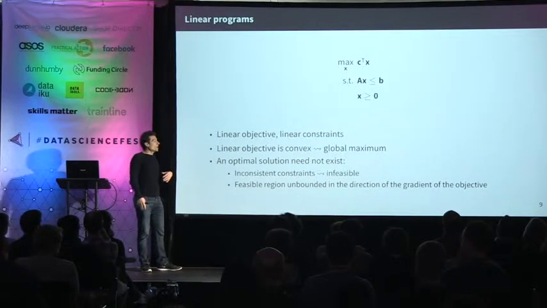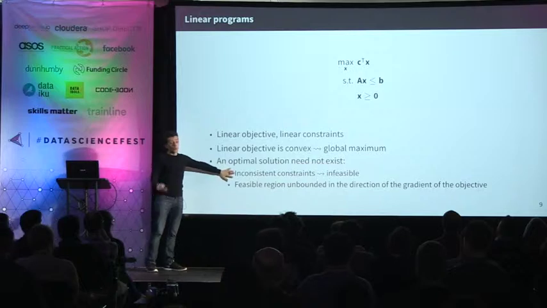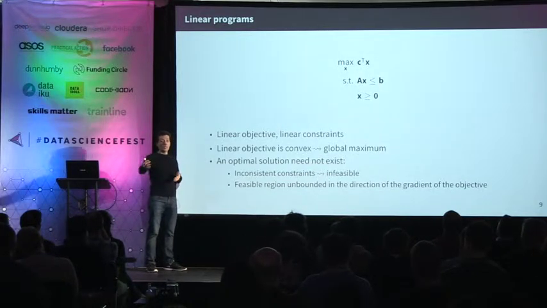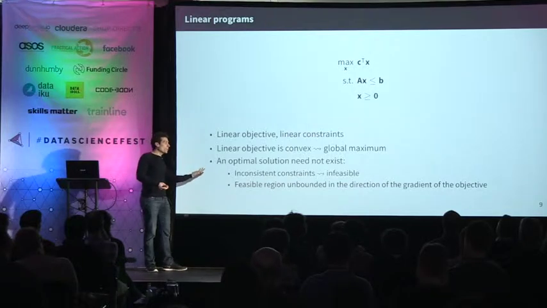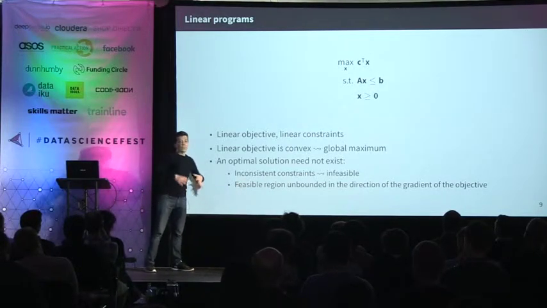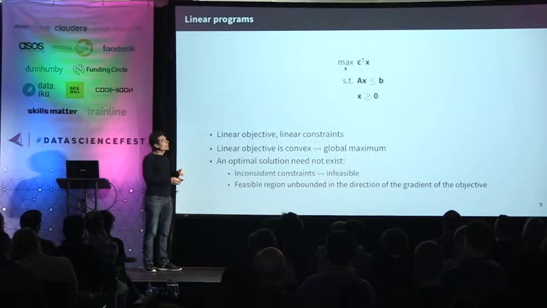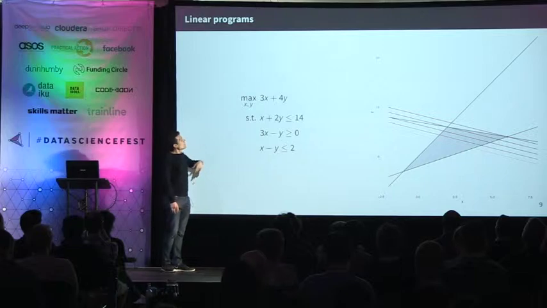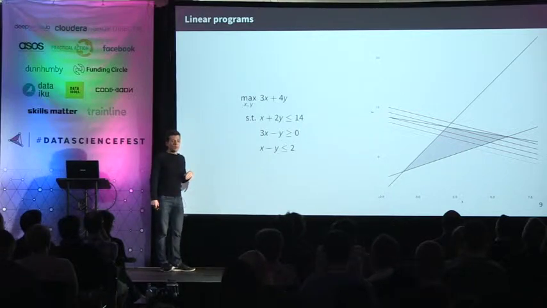The first case is if you have constraints which are not consistent with each other. If one constraint says x should be greater than 2, the other one says it should be less than 1, then of course there's no solution. Or sometimes the feasible region is unbounded, as we'll see in the example. So that's the example for you. It's just a simple function. It doesn't really mean anything.